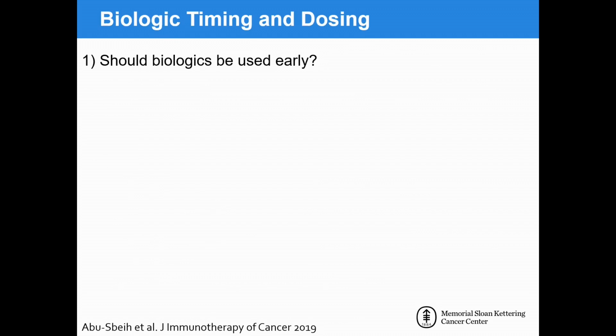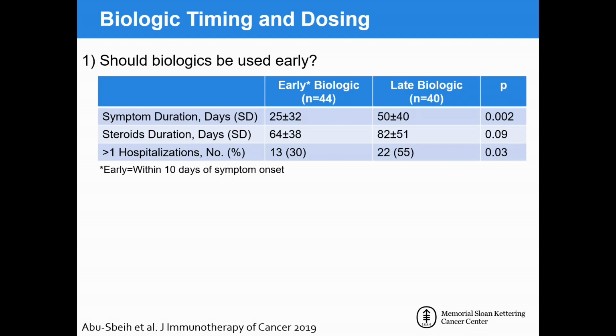So thinking about how to use biologics in that vein, 2 thoughts that I'll pose to the group. First, should we be using biologics earlier on in the treatment algorithm? There are some data emerging for this approach. Early biologic, defined in this study as initiation within 10 days of symptoms, was found, retrospectively of course, to cut symptom duration in half, from 25 days to 50 days. Steroid duration was non-significantly, but numerically lower, and the patients had a lower rate of hospitalization. So we may be able to do better if we think about it and pull the trigger on these steroid-sparing but potentially more effective therapies earlier on.